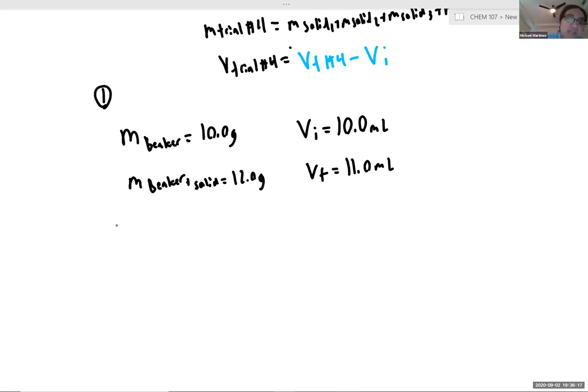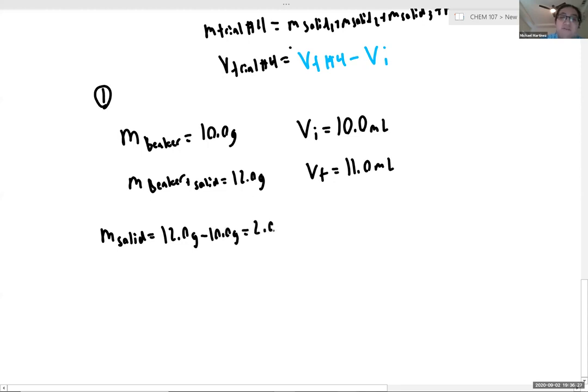So from this data, I can find that the mass of my solid is equal to 12.0 minus 10.0 grams, which gives me 2.0 grams. The volume of my solid would be 11.0 minus 10.0, which gives us 1.0 milliliters. So that's the first data set.